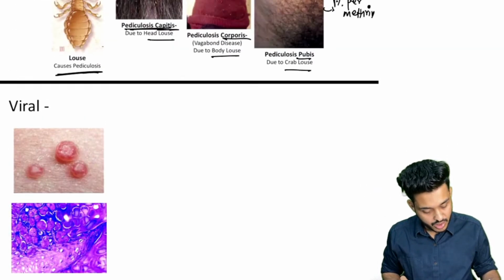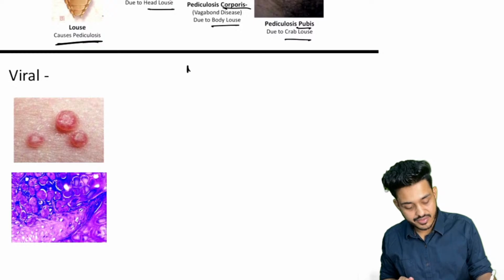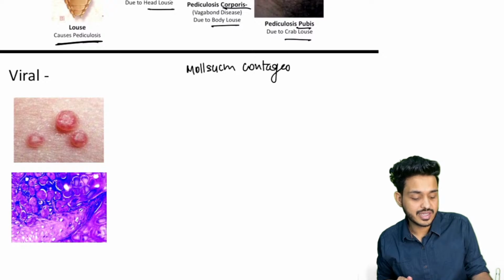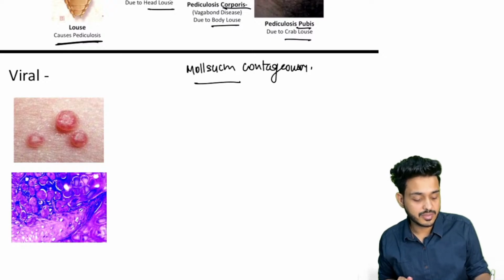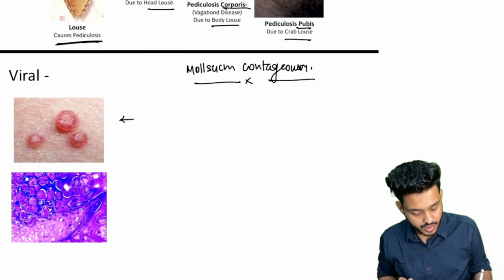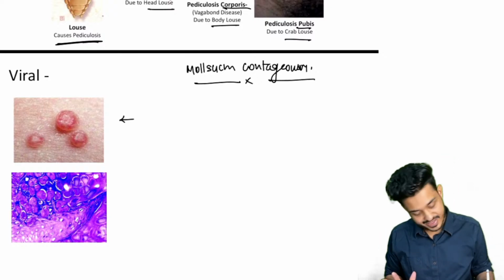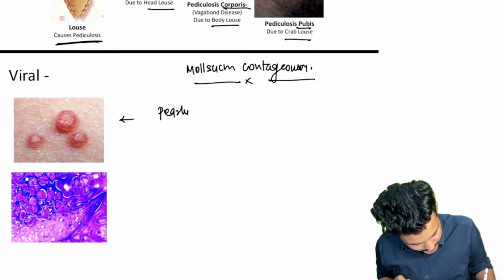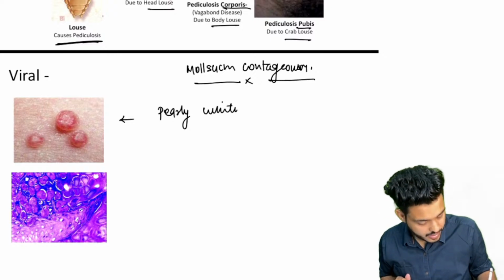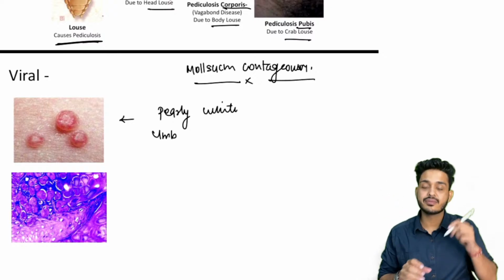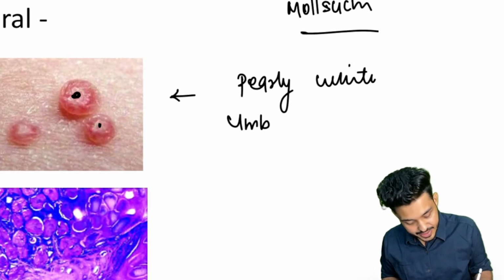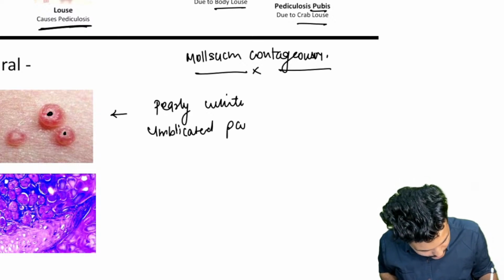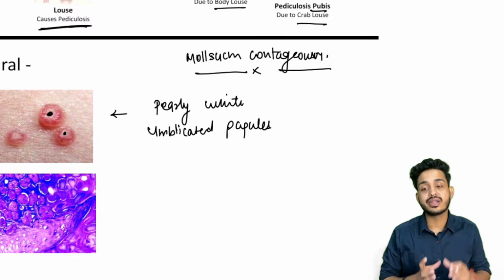Okay, now let's talk about the viral infection. The first one that we are seeing here is molluscum contagiosum. How are you going to identify it? This is the most characteristic lesion over here, that this is known as pearly white umbilicated, क्यों बोलते हैं, there is a center in between, there is a dip in between. Okay, that is why it is known as pearly white umbilicated papules.